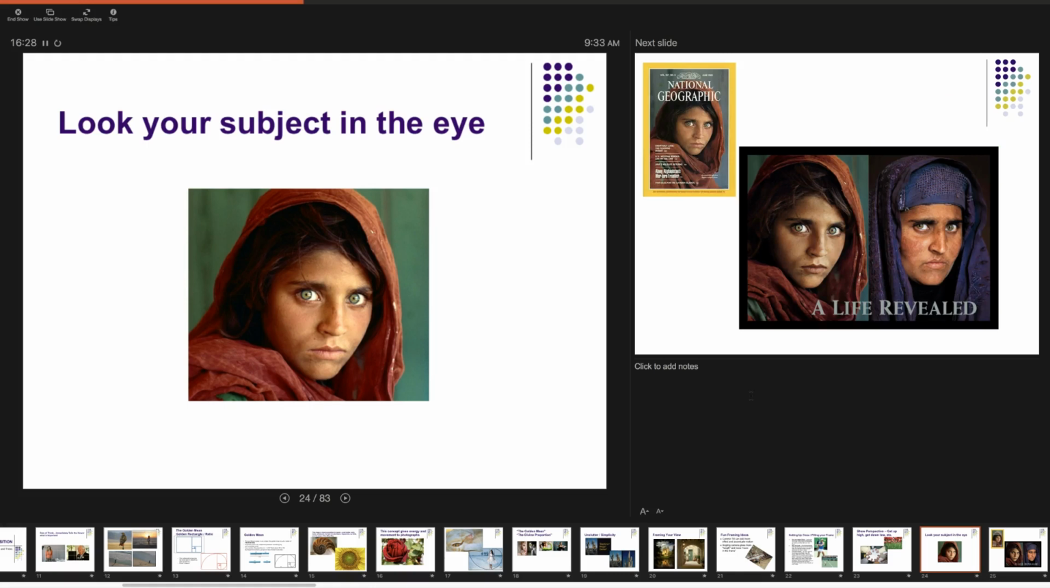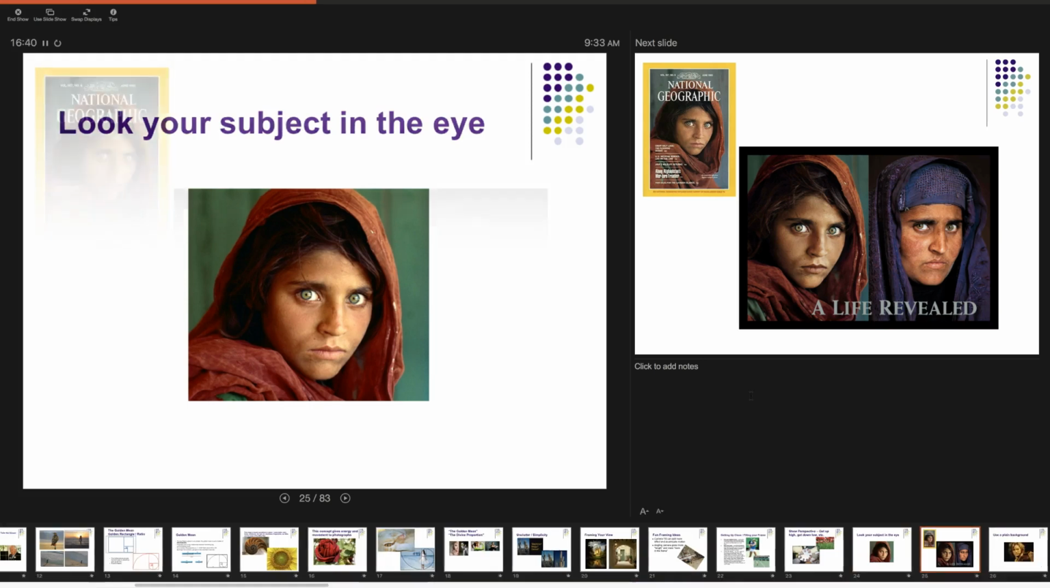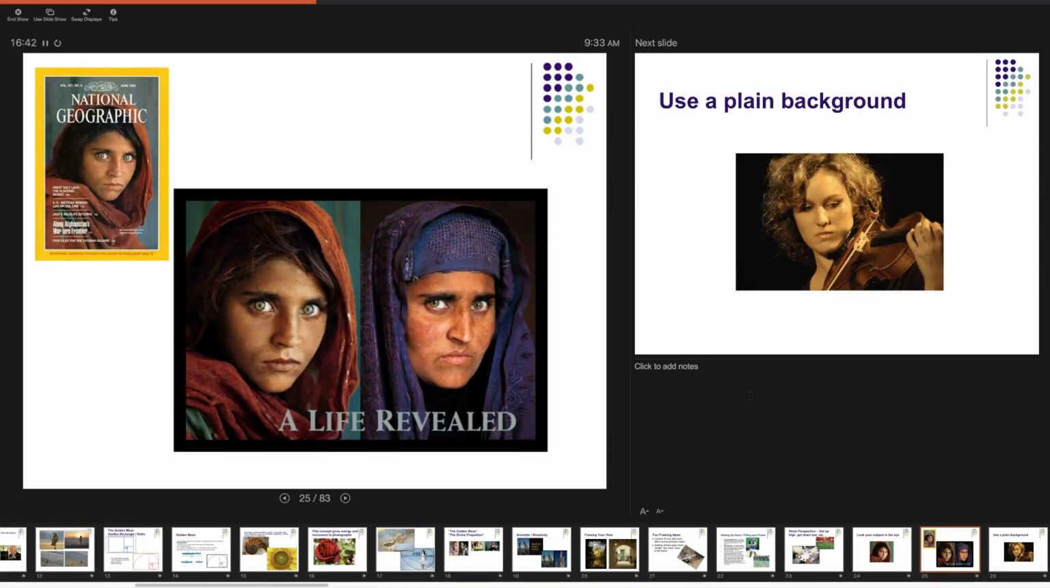Looking your subject in the eye. So when you're taking people shots, the eyes have it. You need to look your subject in the eye. Does anybody recognize this photo? Or know where it's from? Yep, it was a cover back in the day. And they found her and went back and took that same picture.